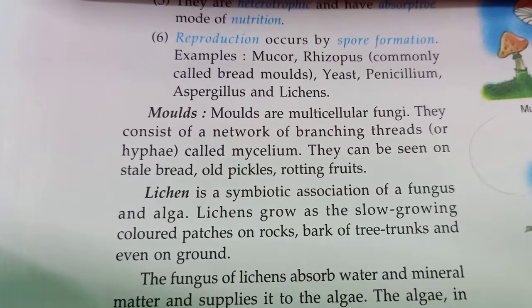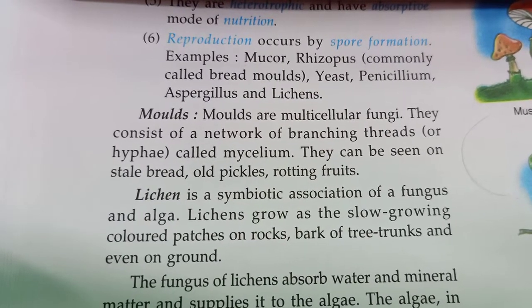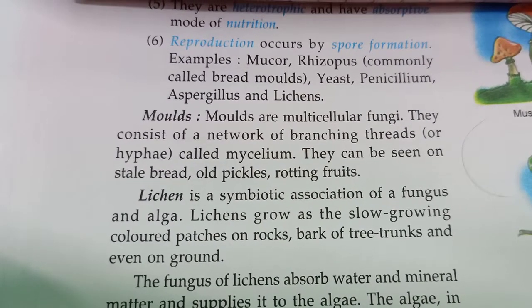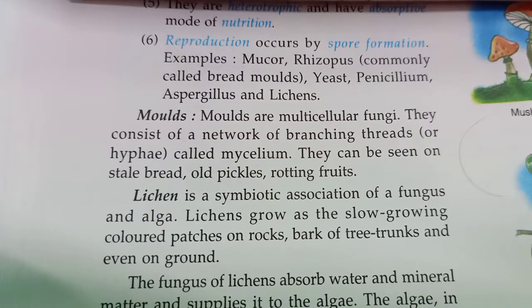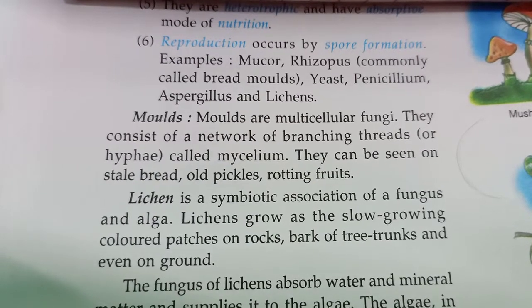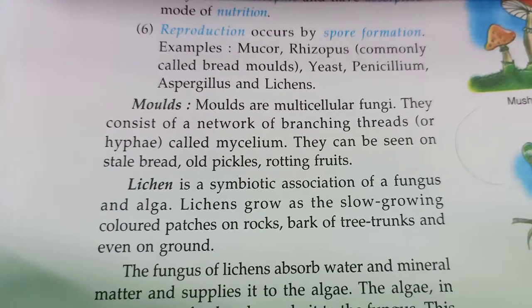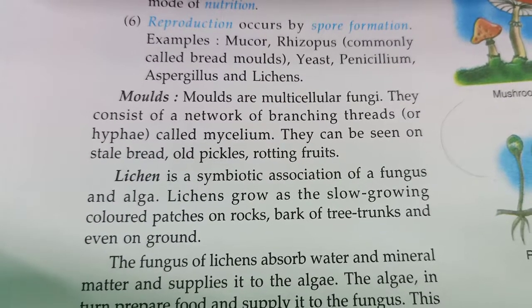Now if you have seen molds, you have seen a network of branching threads. That kind of fungi is known as molds. They can be seen on stale bread, old pickles, and rotting fruits. Now we come to lichen. It is a symbiotic association of fungus and algae.